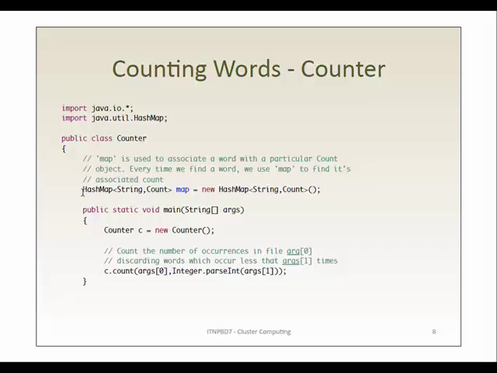And the other thing we do is we declare ourselves a hash map. And this hash map is a mapping between strings and counts of those strings. Now, how do you divide... it's a class. Where is it?